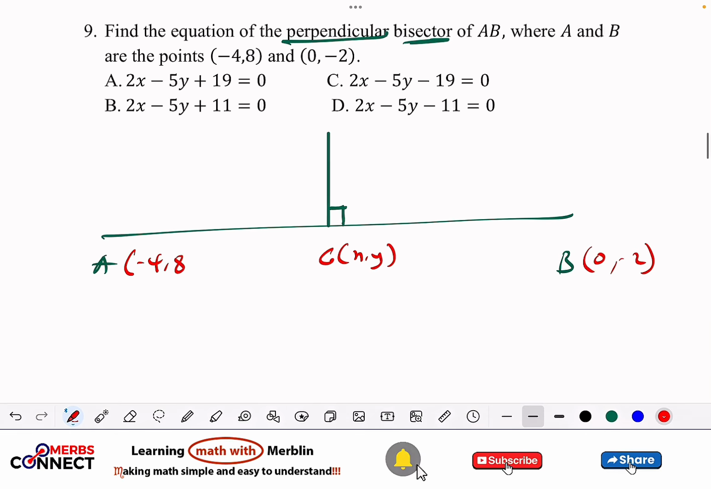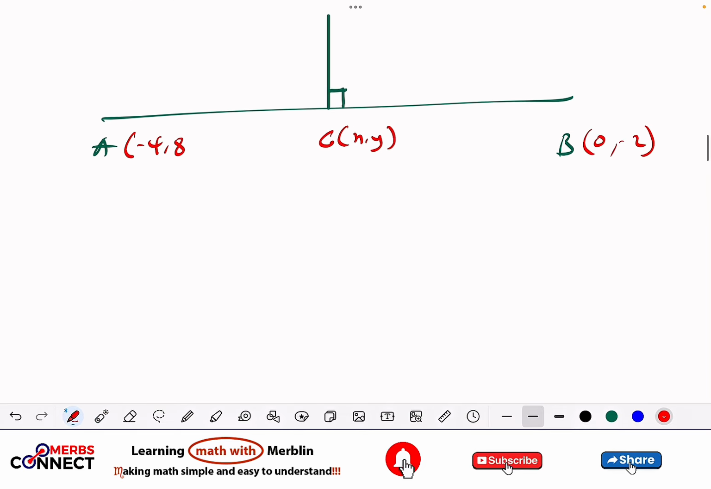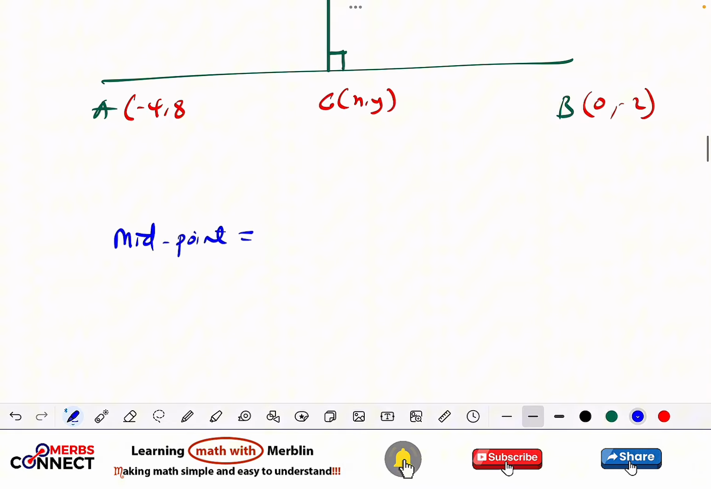So let's first find a point. We need a point first. So let's find a midpoint. We just learned the midpoint right now, so we know the formula already: (x1 plus x2) divided by 2, (y1 plus y2) divided by 2.